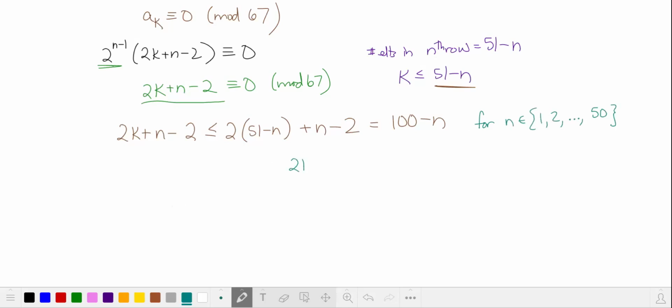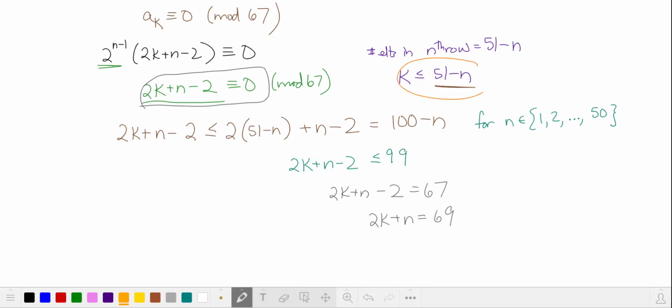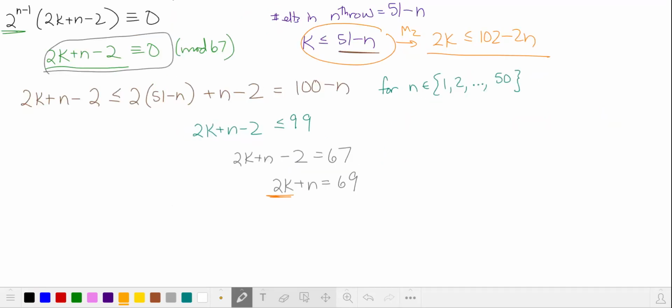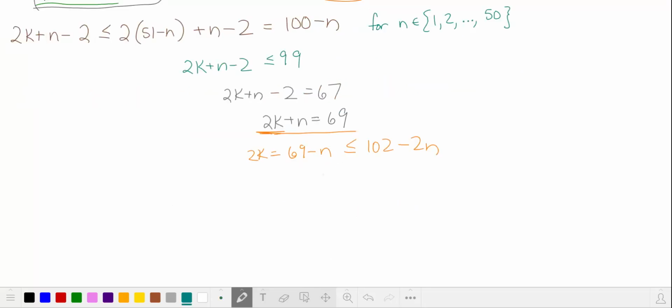This means that our upper bound on 2k plus n minus 2 is 99. Recall that this is our expression that must be a multiple of 67 that's less than or equal to 99. And there's only one solution for that, where 2k plus n minus 2 is equal to 67. And we'll combine like terms. With this expression, multiplying by 2 and substituting down here for 2k should give us our upper bound on n. So from this equation, 69 minus n must be less than or equal to this other expression, 102 minus 2n. And combining like terms, we have that n is less than or equal to 33.